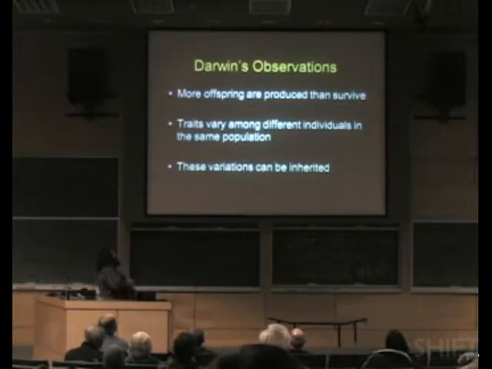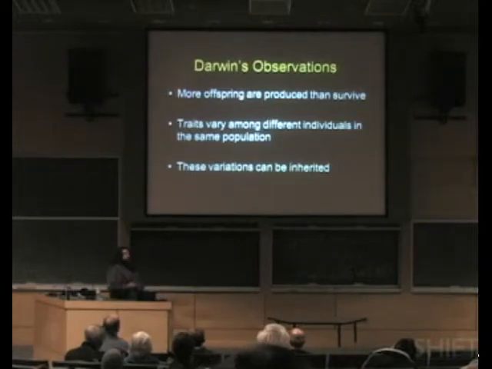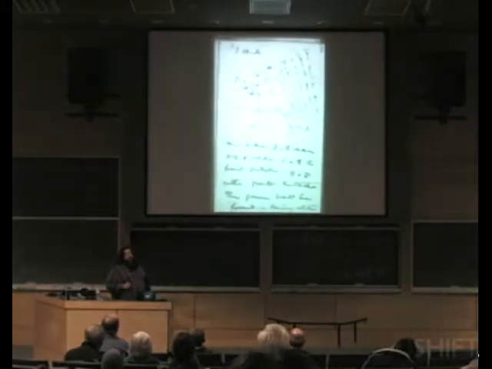So Darwin, from his observations, certainly understood that more offspring are produced than can survive. Traits are different within a population, and variation can be inherited. And through that, you get change over time. So his unique contributions, and we all love this figure right here.